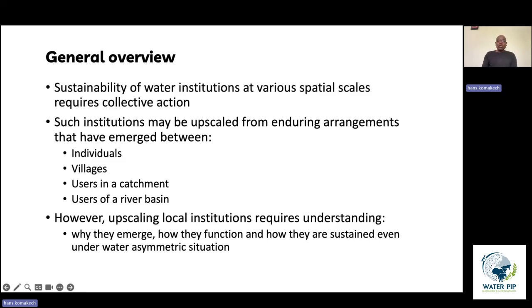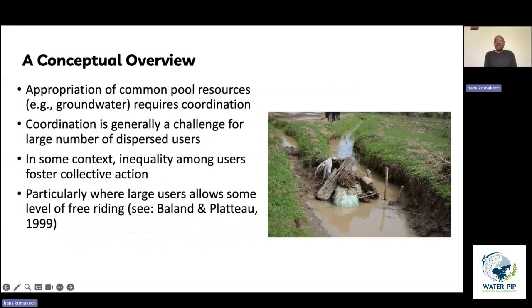I would like to build a bit more on this asymmetric situation by conceptualizing it a little. When we are talking of a common pool resource like groundwater, there is a need for coordination of users in the way they abstract it. But if you have a situation where there are many of these large-scale users, the coordination, of course, becomes a challenge.